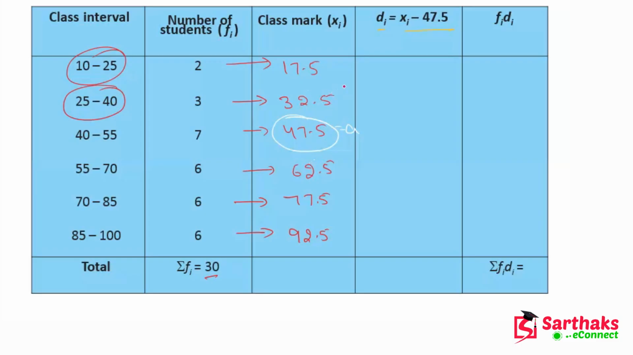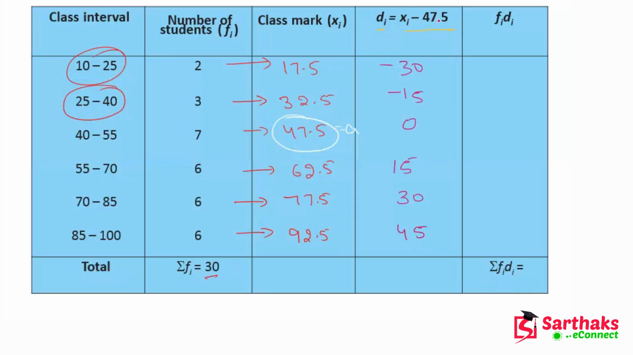minus 30, here minus 15. If we subtract 47.5 minus 47.5, this will be 0. If we subtract 62.5 minus 47.5, this will become 15. This will become 30, and this 45. I hope, my dear friend, you understand these things.